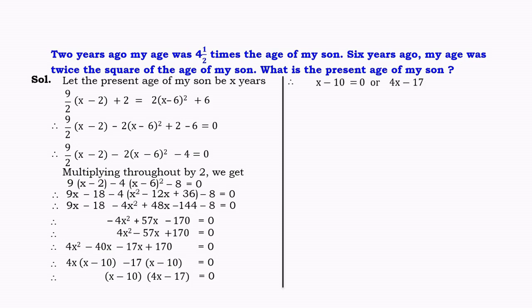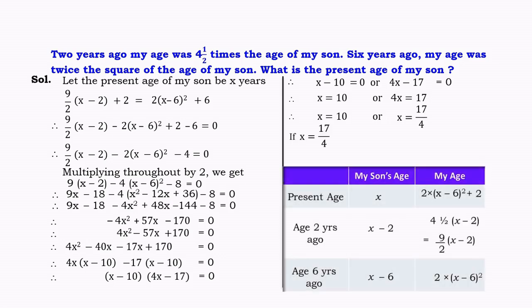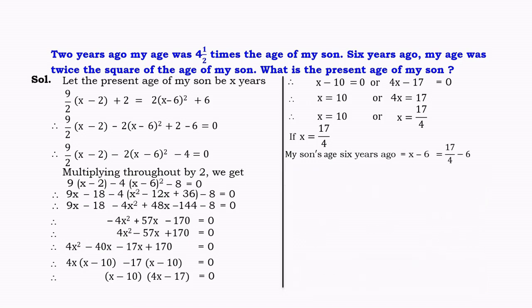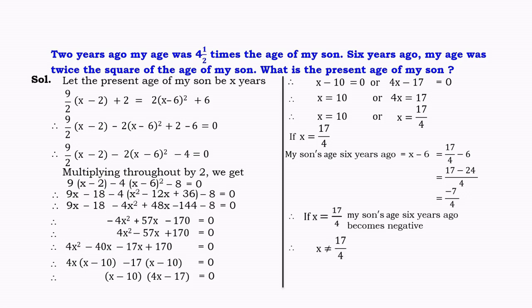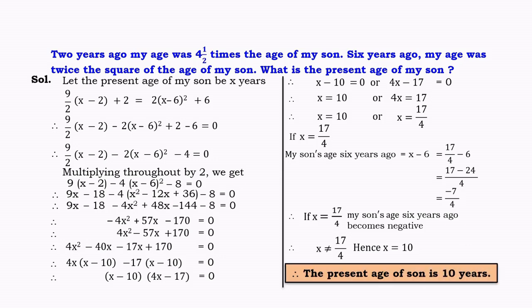Therefore, the possible values of x are 10 and 17 by 4. Now, let us check which value is acceptable. If x is 17 by 4, then the son's age 6 years ago becomes negative, which is not possible because age cannot be negative. So, we reject this value. Therefore, the valid value of x is 10. Since x represents the son's present age, we conclude that the present age of the son is 10 years. Hence, the required answer is 10 years.